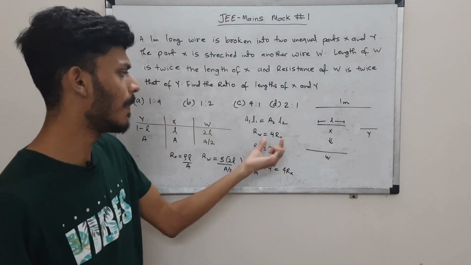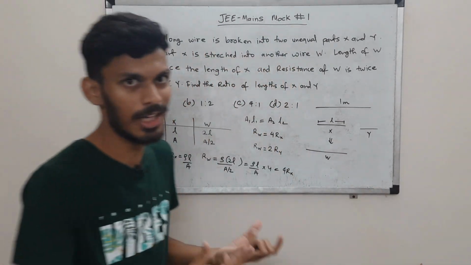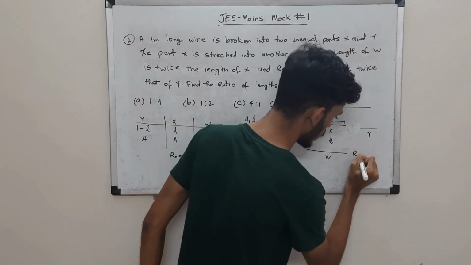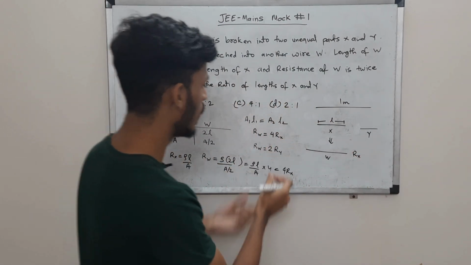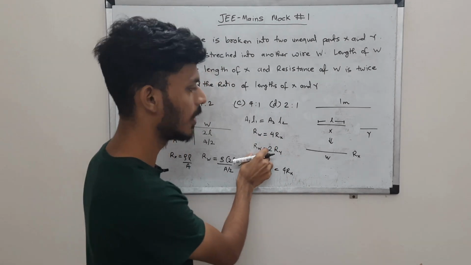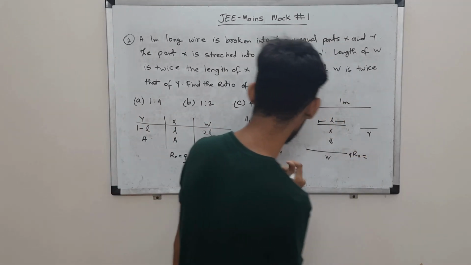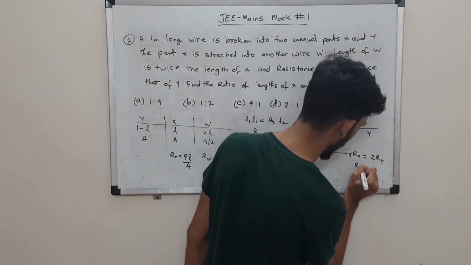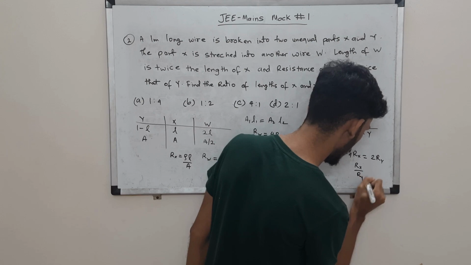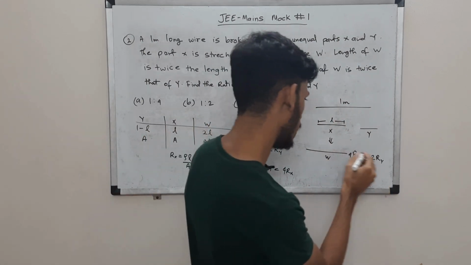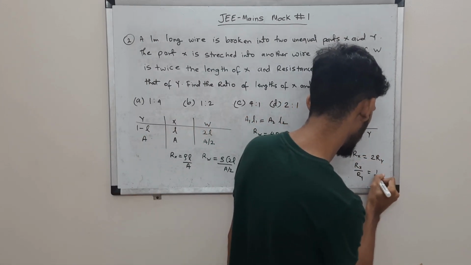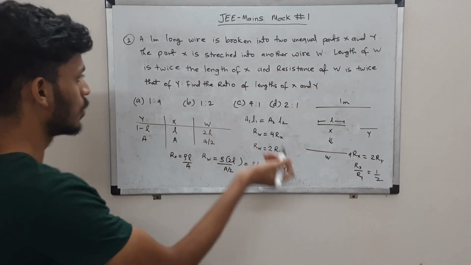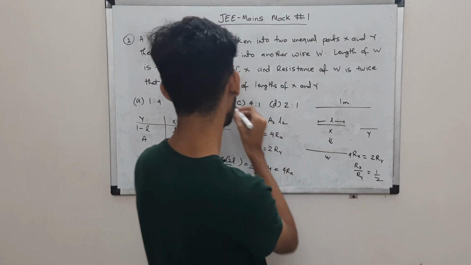So you can compare these two equations to find a relationship between the resistance of X and Y. We can equate these two, right? This is also the resistance of W. So 4 times resistance of X equals 2 times resistance of Y. Okay, so Rx by Ry will be 2 by 4, or 1 by 2. So basically the ratio of their resistances will be 1 by 2, but we are supposed to find the ratio of their lengths.